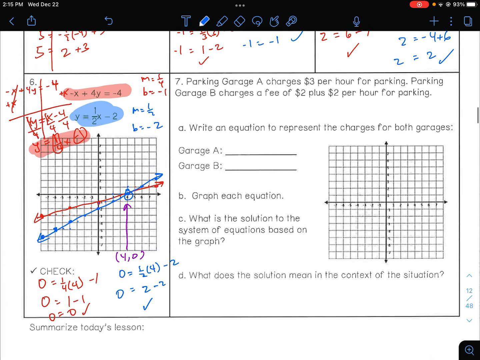Now, let's take a look at a real-world problem. Parking garage A charges $3 per hour for parking, and parking garage B charges a fee of 2 plus 2 per hour for parking. So 3 per hour is parking garage A.